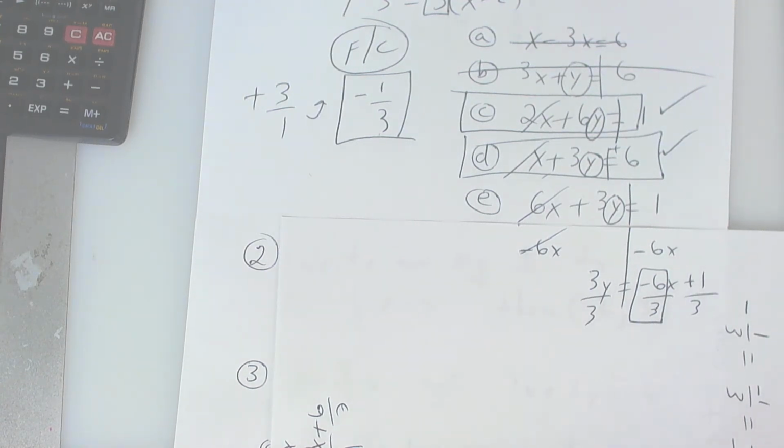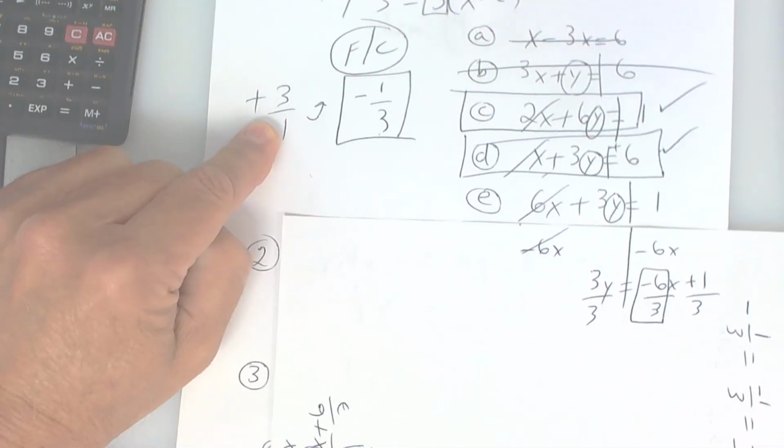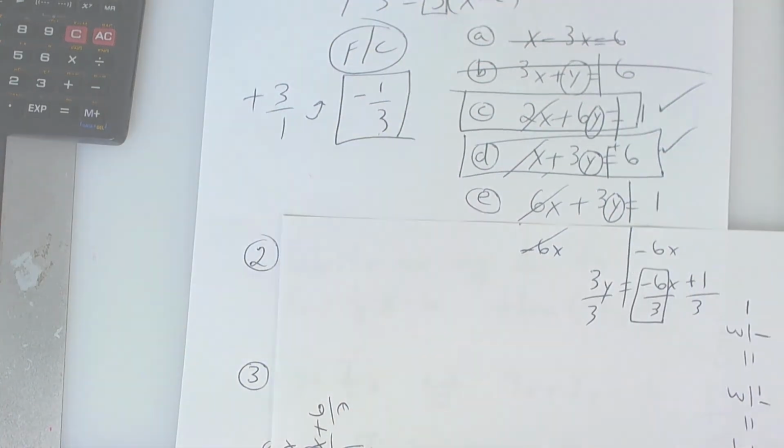Number 1, you got to know what your slope is. Here it is, check. Then you got to know how to flip it and change it. Then you got to work each one for y. It's not hard. Memorize it. It's easy. You can do it.